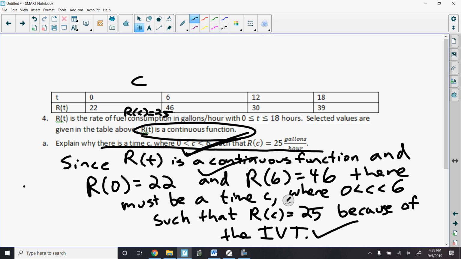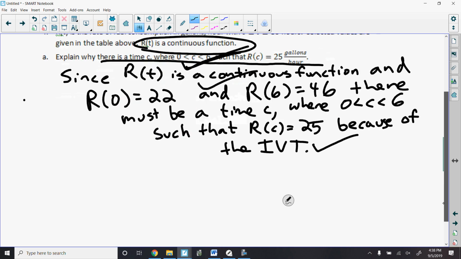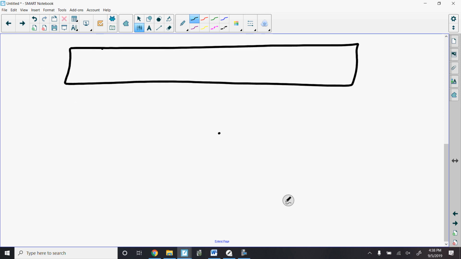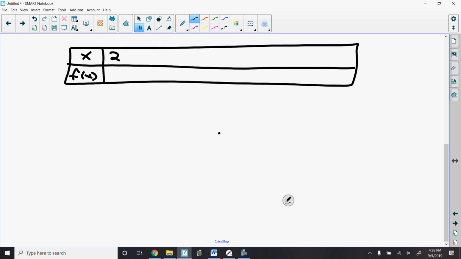Okay. The last question I had was about doing limits from tables. Let me just give you an example of that real quick. I'll just make one up. This isn't out of our review sheet. 2.98, 2.99, 3, 3.01, 3.02.